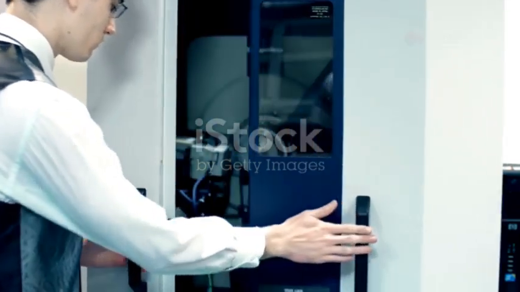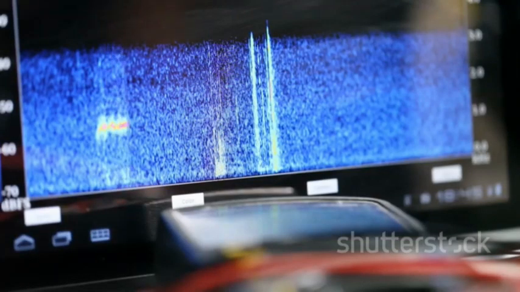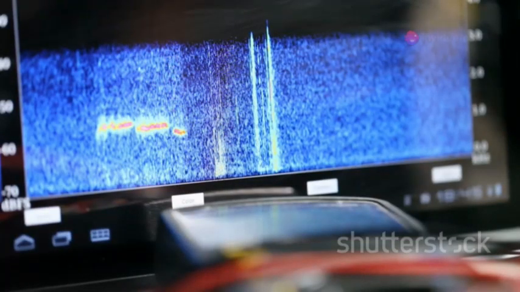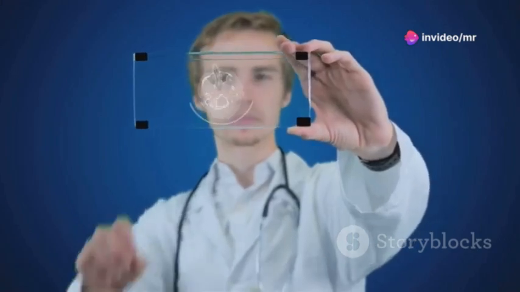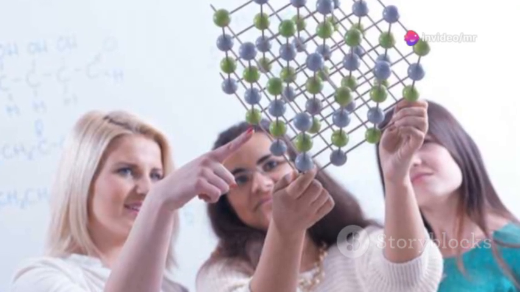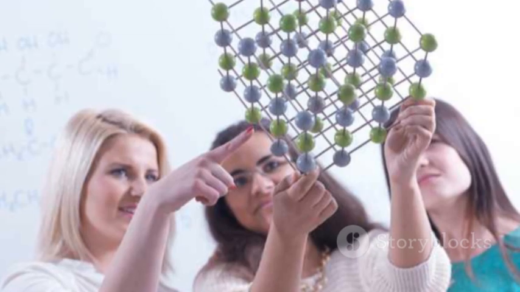So, how does XRD work? Well, it all starts with X-rays. X-rays are a type of electromagnetic radiation with very short wavelengths. When these X-rays hit a material, they interact with the atoms inside. Imagine the atoms in a material are like tiny dancers arranged in a specific pattern. When the X-rays hit these dancers, they scatter in different directions.